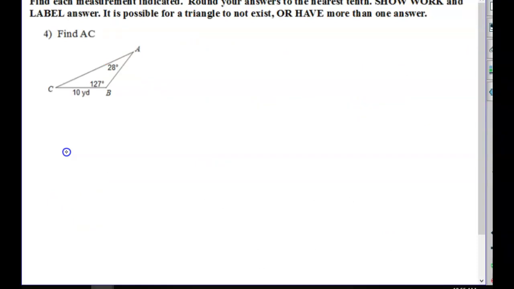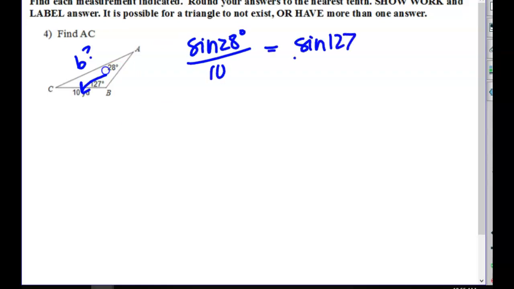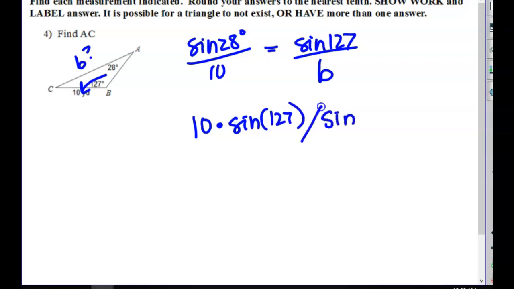All right, AC is what we're supposed to find here. So this is the side we're finding, AC or side B. What can we do here? This 28 is across from 10 yards. So the sine of 127 is across from B. So we're just going to type 10 times the sine of 127 divided by the sine of 28.